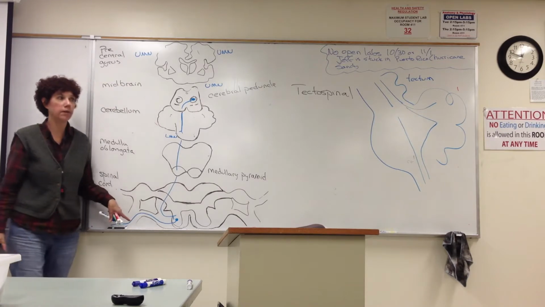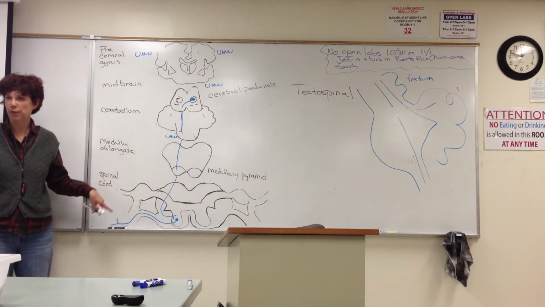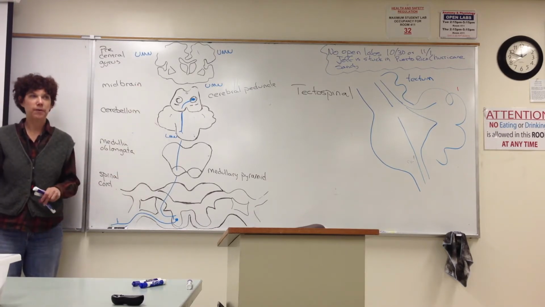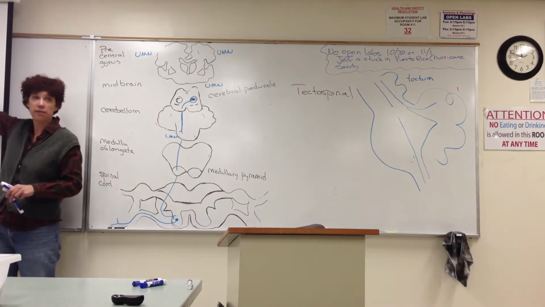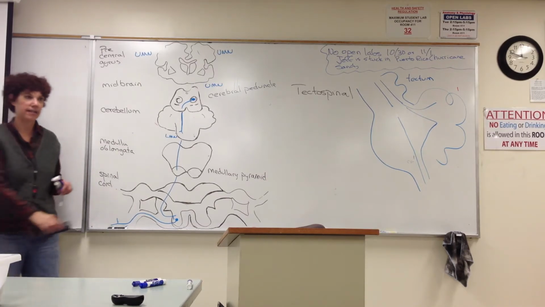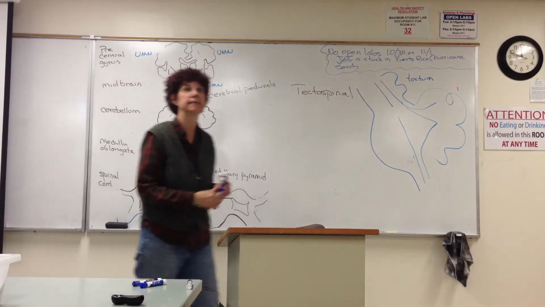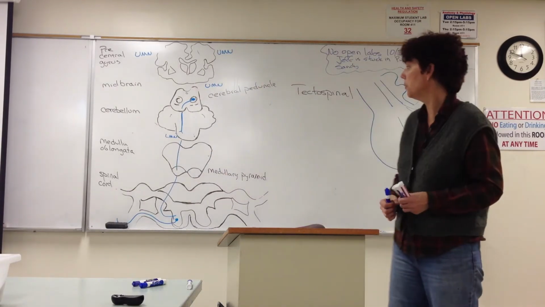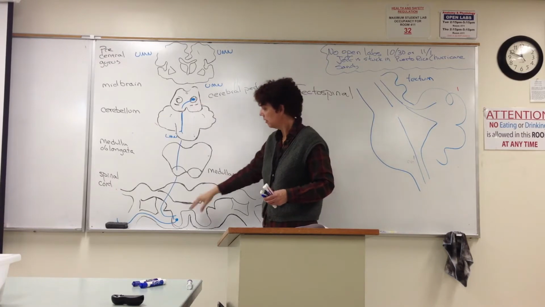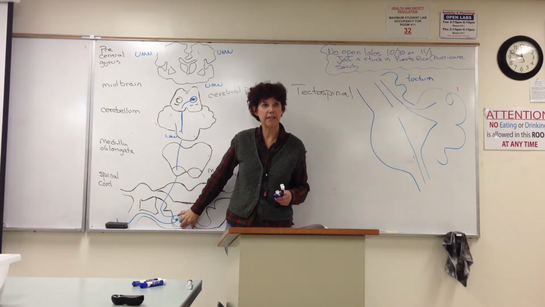So again, the lower motor neuron pathway would be the same as for corticospinal, but the upper motor neuron pathway is different. It doesn't start in the cortex, and it doesn't cross over in the pyramids. It crosses over at the brainstem level. Yes? How many neurons is that? Two. The upper motor neuron's cell body is in the red nucleus. The lower motor neuron's cell body is in the anterior gray horn.